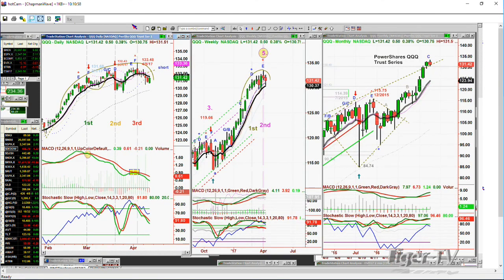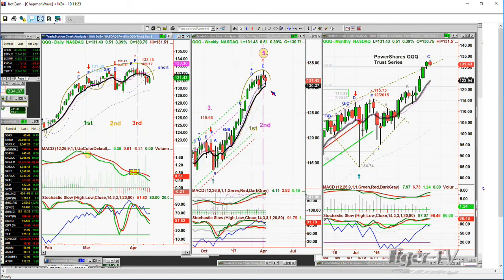the PowerShares QQQ Trust Series, the NDX 100 trading vehicle, has made a peak F in the Chapman wave at 133.48 on the 5th of April. On the 1st of March, we saw the Dow and the S&P make their highs. So this is going to be an important moment. Why? I've already got a sell mode in the daily.